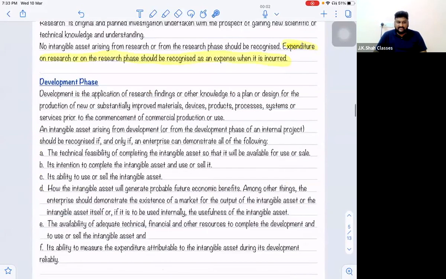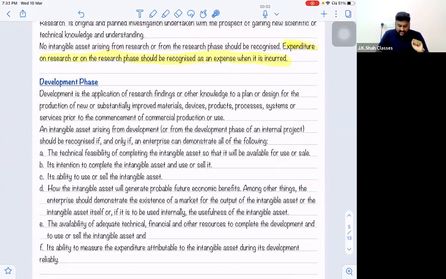But what it says with respect to development, let us see. Now this is the book definition of development. I'm not concerned with the book definition, sir. I've already told you what the development phase is. It is the further processing of the output of research to make it a final marketable product.